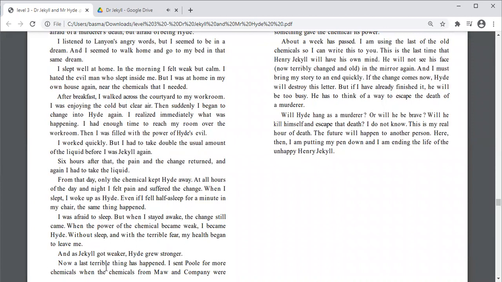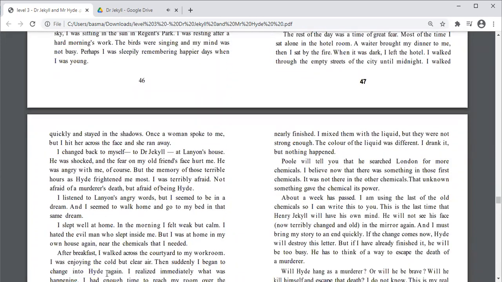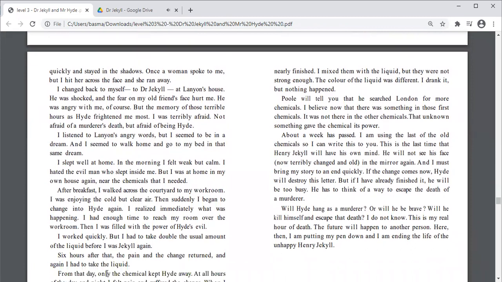Now a last terrible thing has happened. I sent Poole for more chemicals when the chemicals from Moore and Company were nearly finished. I mixed them with the liquid, but they were not strong enough. The color of the liquid was different. I drank it, but nothing happened.